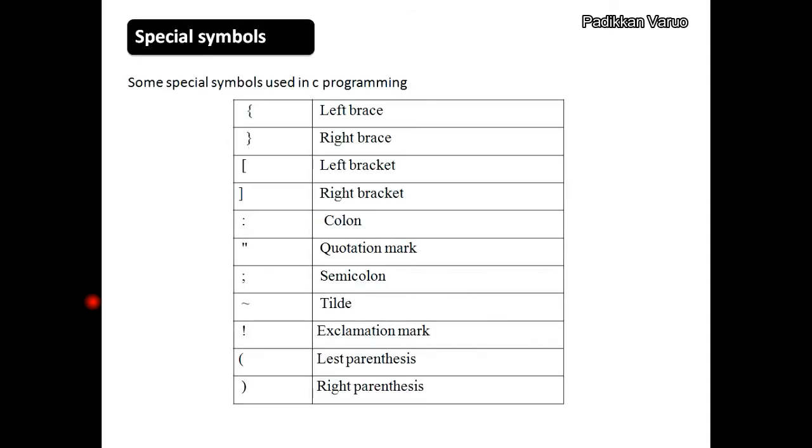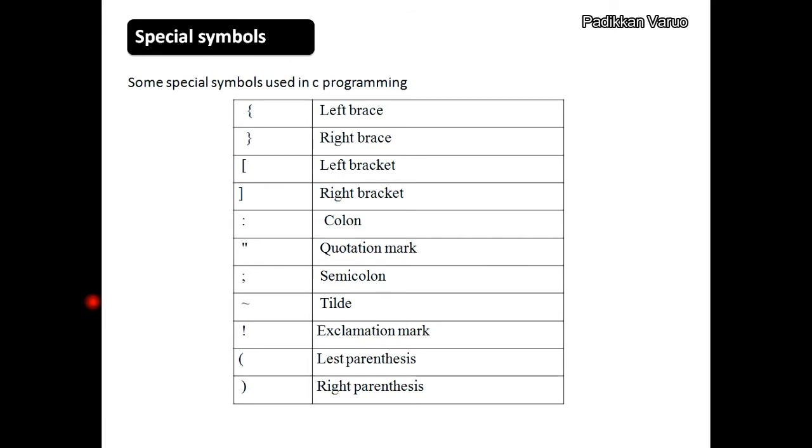String is another token. Then you can see a lot of special symbols used in C programming. You can see curly braces, square brackets, colons, quotation marks, semicolons, and parentheses. The braces stand for the opening and closing of a function. They are generally used for function opening and closing, and there are also other cases too. And the brackets are used to indicate the representation of an array, or the subscript of an array.